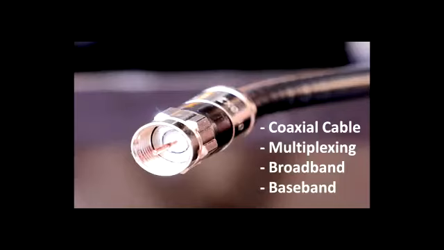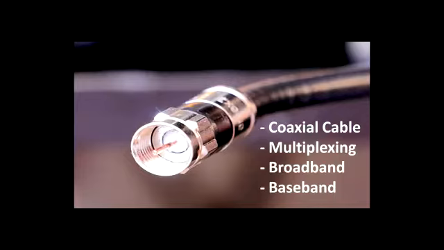This is week 10 of our class. Today we will be talking about coaxial cable. And we will cover a little bit of multiplexing, broadband, and baseband. And also a common concept that has to do with the coaxial cable is something called characteristic impedance. All right, so without further ado, let's keep going with this here.